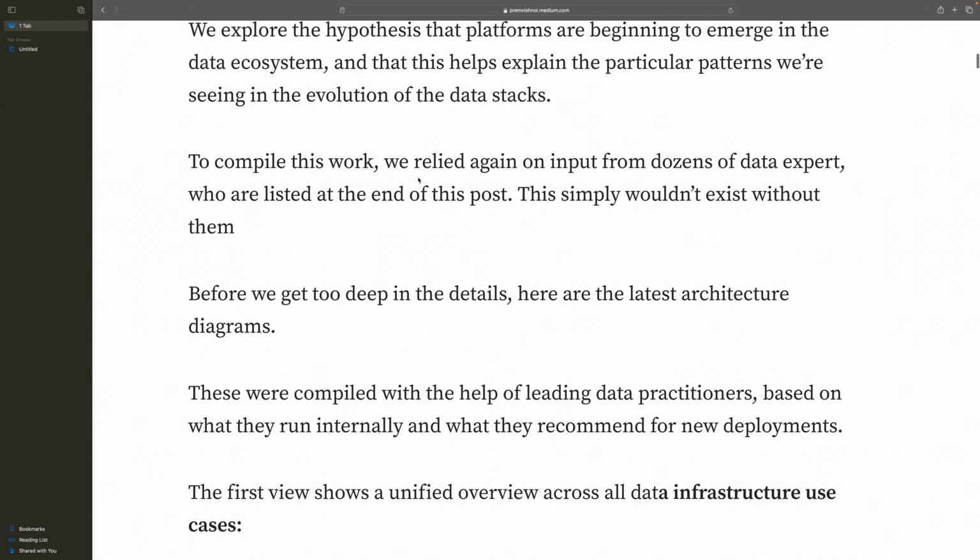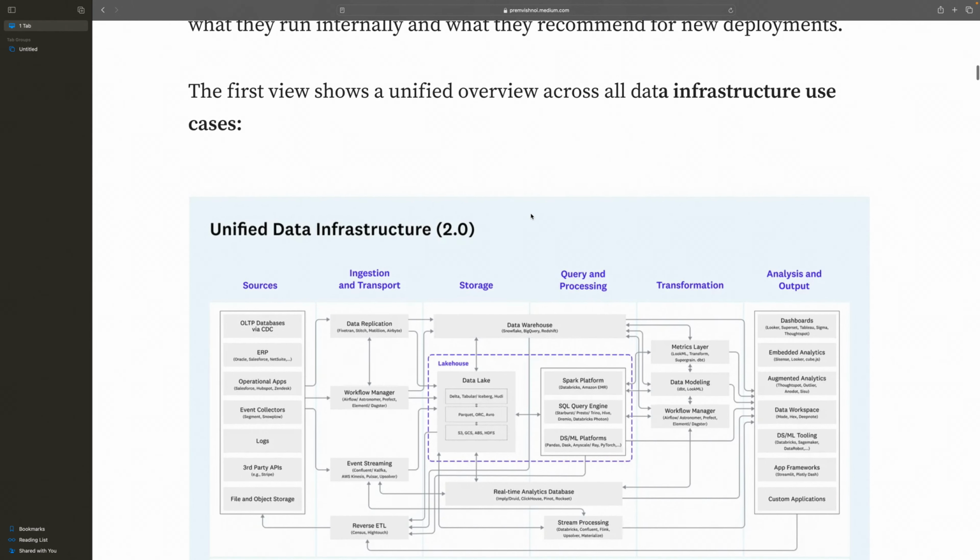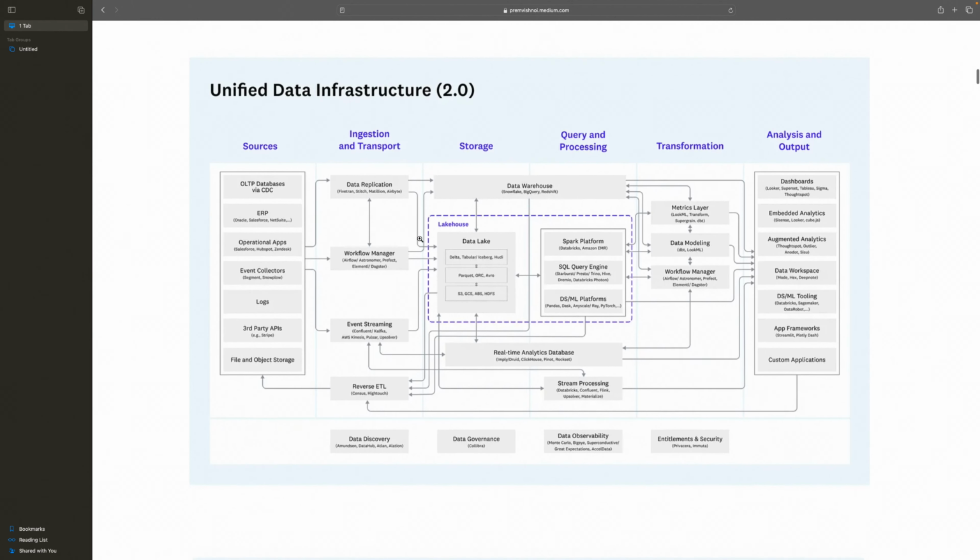To compile this work, we relied on input from a dozen data experts who are listed at the end of the post. This simply couldn't exist without two of them. So this is the unified data architecture before 2020.